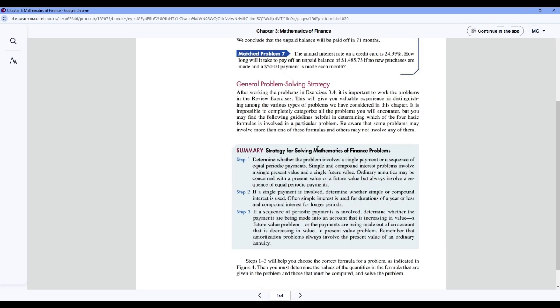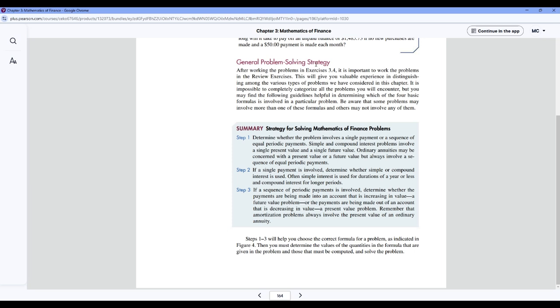Summary: strategy for solving mathematics of finance problems. Determine whether the problem involves a single payment or a sequence of equal periodic payments. Simple and compound interest problems involve a single present value and a single future value. Ordinary annuities may be concerned with the present value. Step 2: if a single payment is involved, determine whether simple or compound interest is used. If a sequence of periodic payments is involved, determine whether it is a future or present value. Okay.